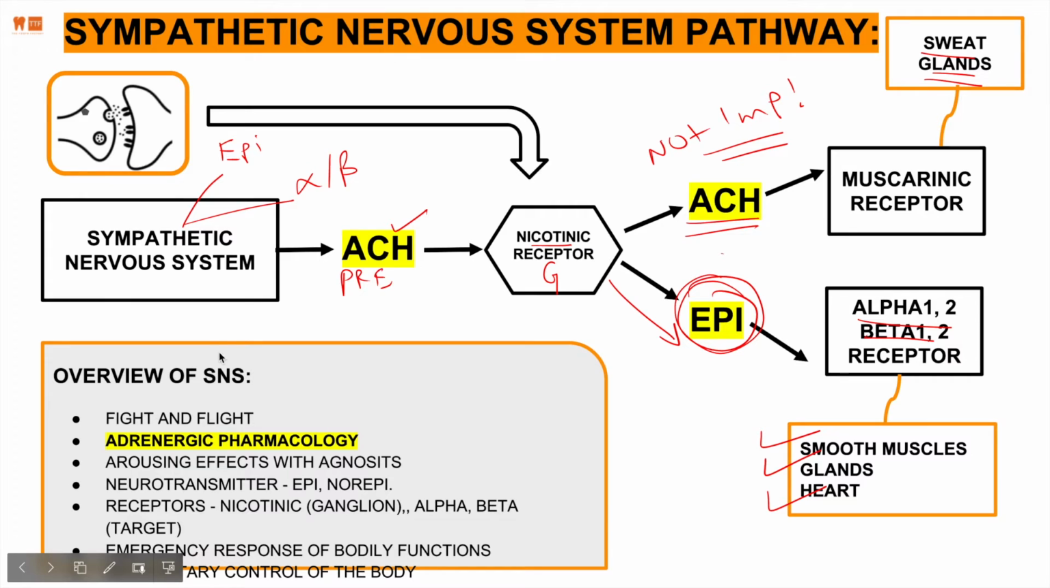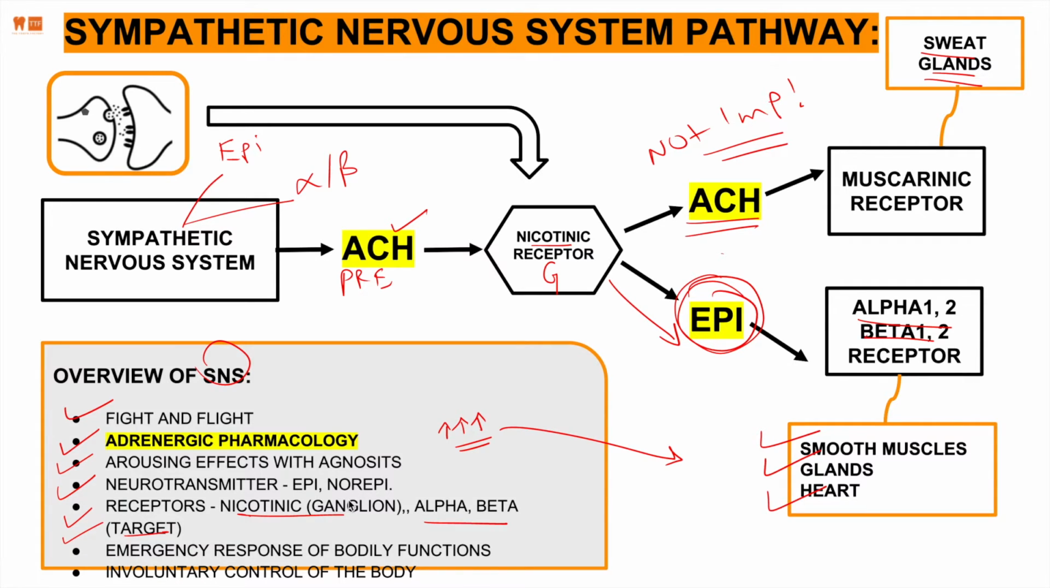So we know that the sympathetic nervous system is a fight or flight response, adrenergic pharmacology we call it. It has to do with arousing effects with agonistic, which means it will increase the effects of the system or the targets it attacks. Neurotransmitter will be epinephrine or norepinephrine. Receptors, we know that ganglion will have nicotinic, alpha beta at the targets, and it is generally an emergency response of bodily function with a non-voluntary control of the body.